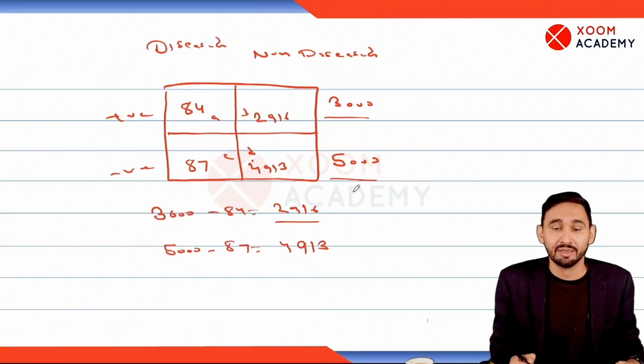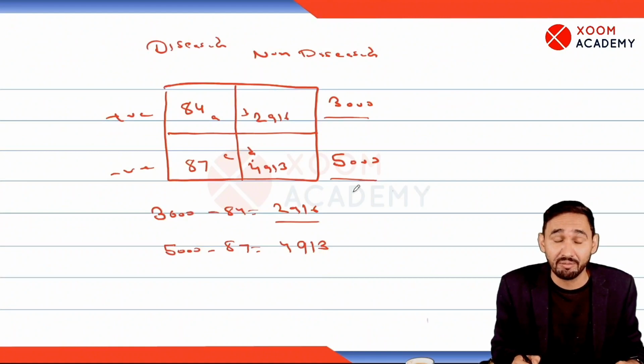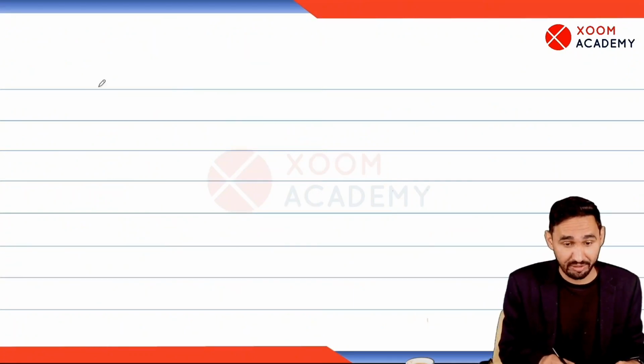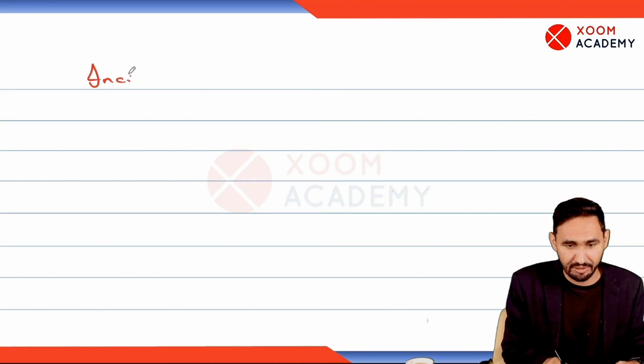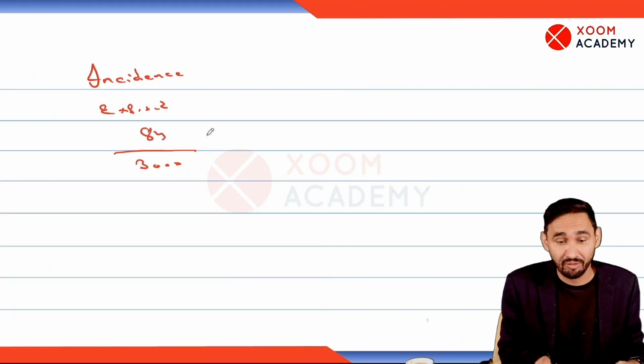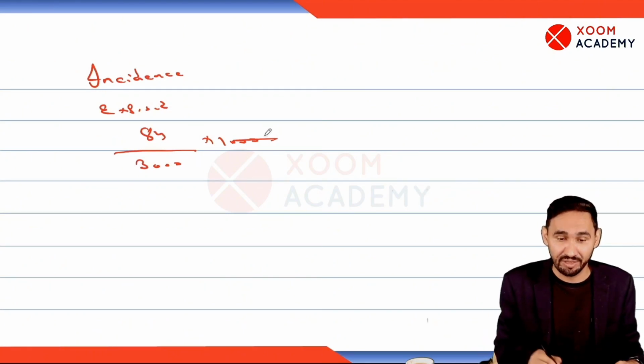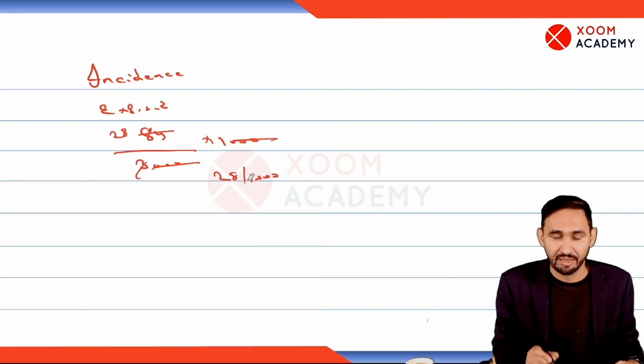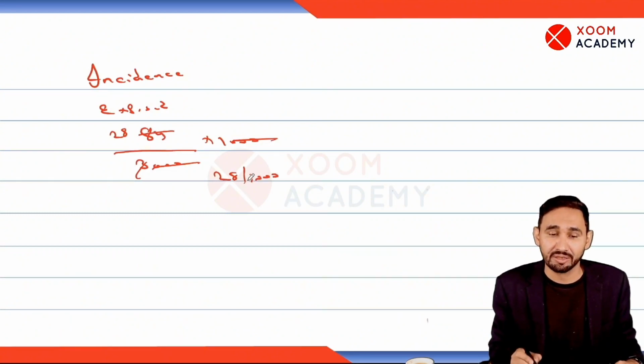Now we will measure the incidence among exposed and the incidence among non-exposed. First, we'll calculate incidence among exposed. 3,000 people were exposed, or 3,000 were smokers. 84 developed the disease. We'll multiply it by 1,000. Always remember, the multiplier of incidence is 1,000. Answer will be 28 per 1,000. This means that 28 per 1,000 smokers develop the disease.